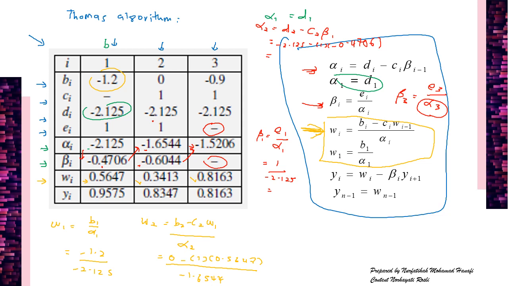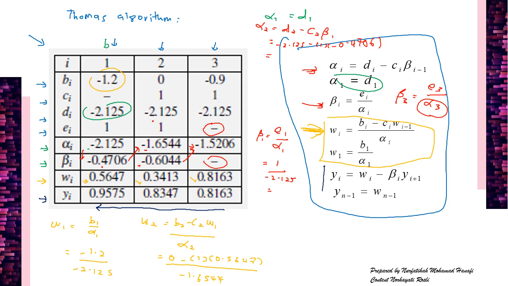Lastly, we are going to calculate our yi. This is our final answer. For yi, you are not going to calculate starting from i equal to 1. You are going to calculate starting from i equal to 3, then go to i equal to 1. It starts from the last value until the first value.